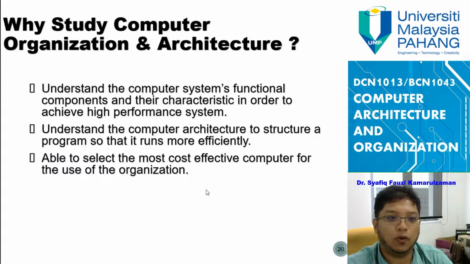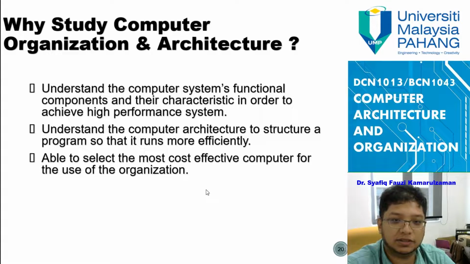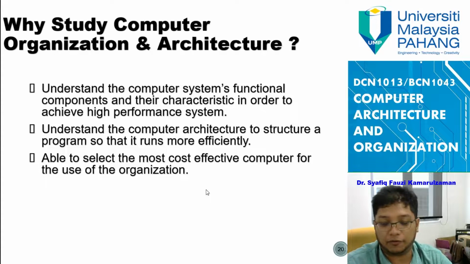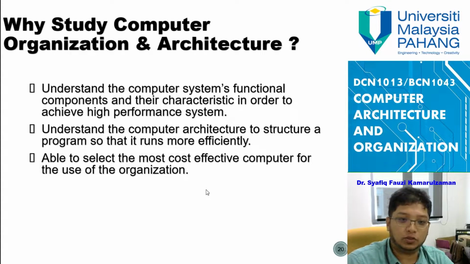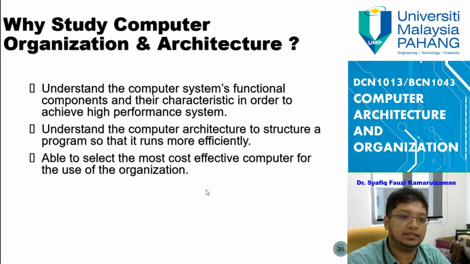So basically, why do we need to study computer architecture and organization? We need to understand the computer system's functional components and their characteristics in order to achieve a high performance system. We need to understand computer architecture to structure a program so that it can run more efficiently. And the third reason is to be able to select the most cost-effective computer for the use of the organization.